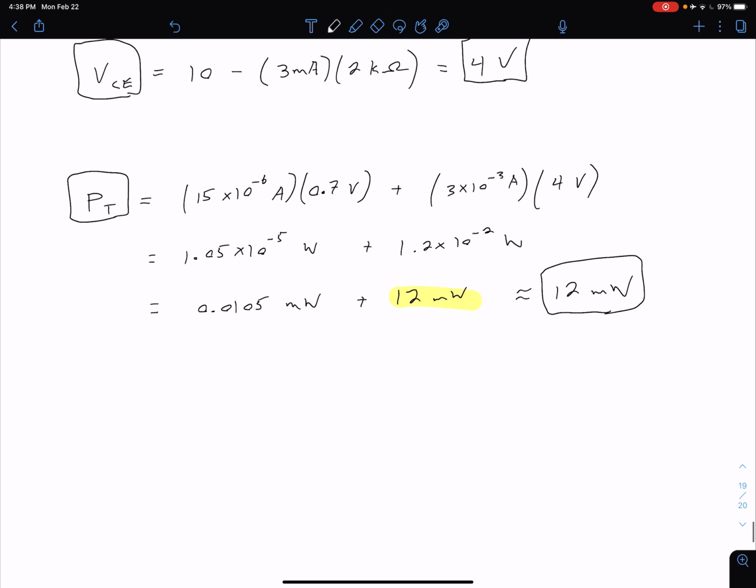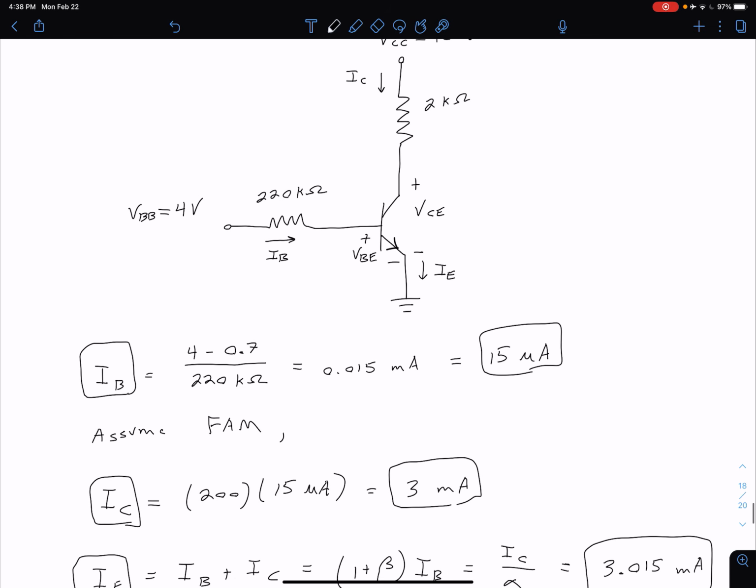In this example, it's worth noting that we are looking at an NPN transistor. Of course, there are often also PNP transistors. We just don't have time to look at examples of everything, but if you do want to see an example with a PNP transistor, you can look at example 5.4, which is on page 305 in the textbook.